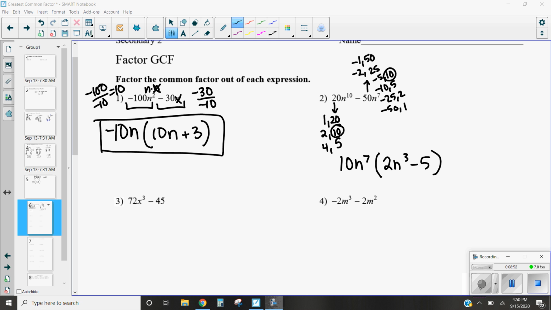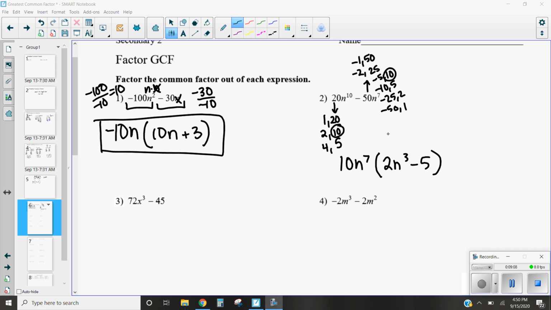Okay, hopefully you had a chance to go over that one. Notice I listed out all of the factors of 20 and 50 here, and I saw that the greatest common factor between 20 and 50 and negative 50 was 10. So I know I can pull a 10 out of this problem. I know I can find that factor of that.